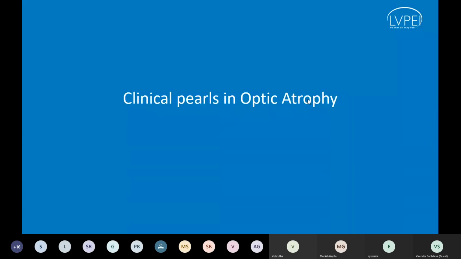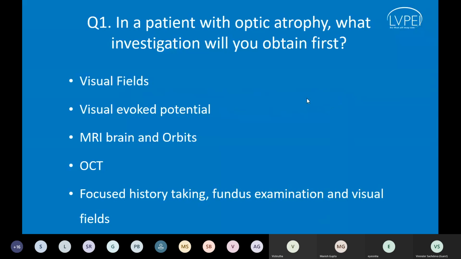As I was saying, optic disc edema has already been covered, so I'll try to highlight an approach to evaluating a patient with optic atrophy. Let me begin by asking you all a question. In a patient with optic atrophy, what investigation would you like to obtain first? How many of you would like to obtain visual fields? How many of you would like to obtain visual evoked potentials? How many of you would like to consider directly imaging, OCT? And lastly, would you reconsider doing a focused history taking, fundus examination, and doing the visual fields at that time? So any guesses?